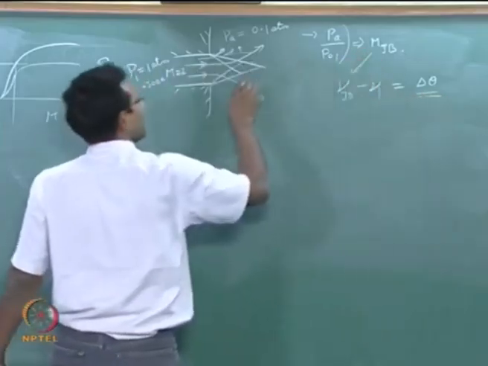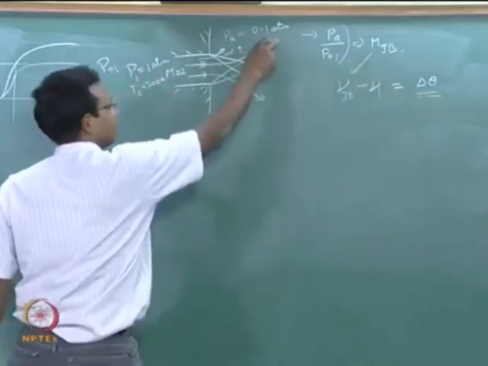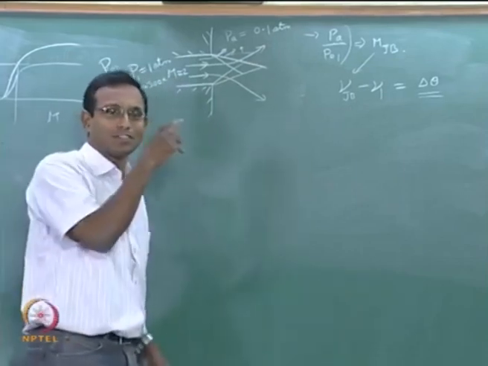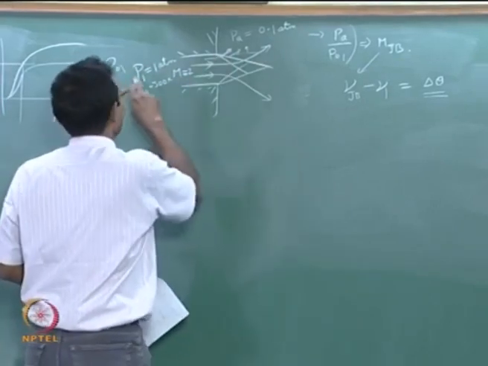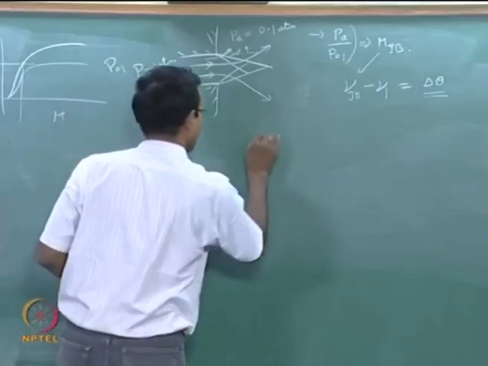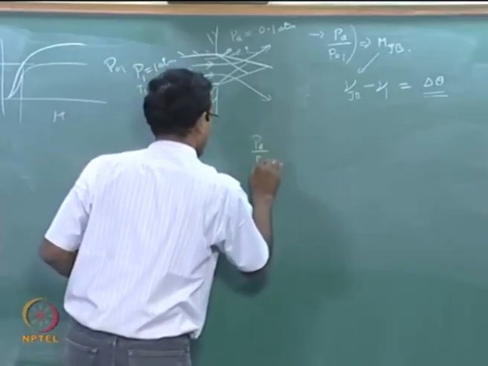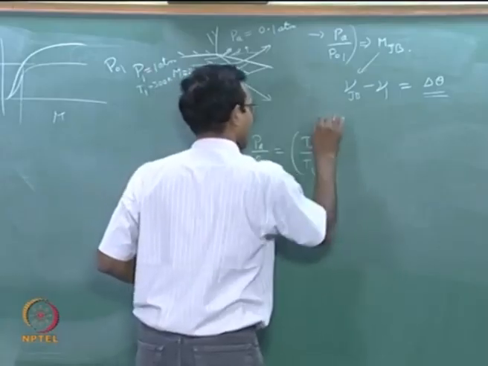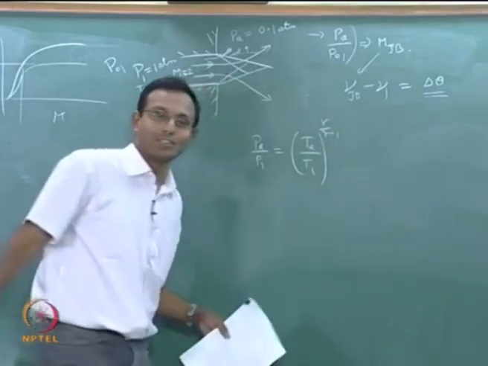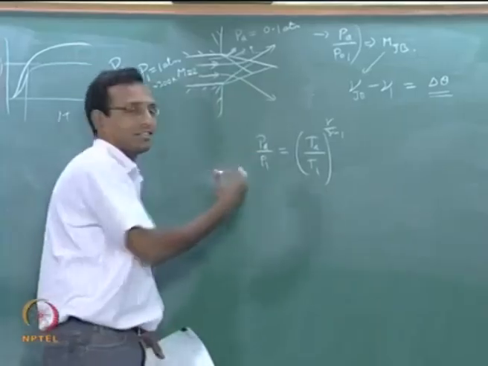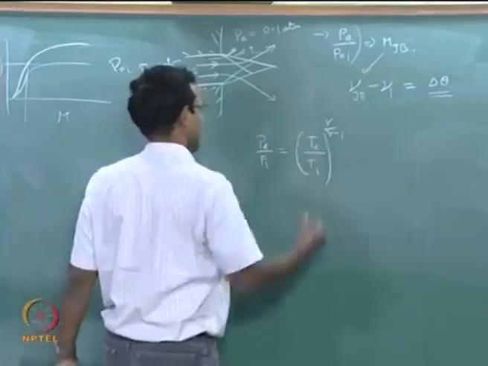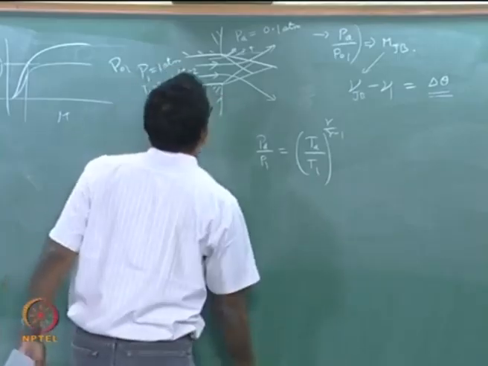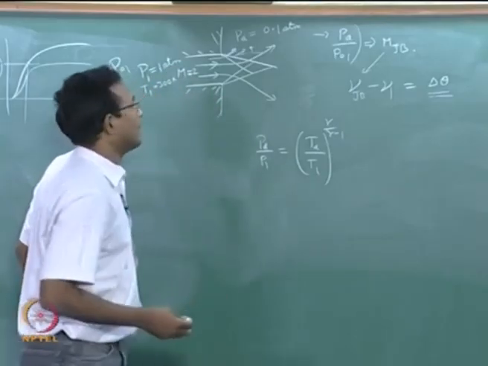Once I know the Mach number, I can find temperature also. Even otherwise, you can find temperature. How? We said it's isentropic. So I know my Pa by P1. Pa by P1 is equal to Ta by T1 to the power gamma by gamma minus 1. I can use this also to get my temperature at the exit, at the ambient condition. That is also a possibility. Two ways of doing this. This is the way we will approach this problem.